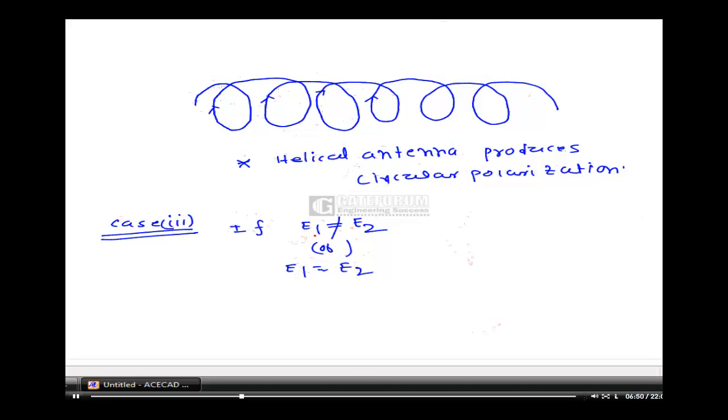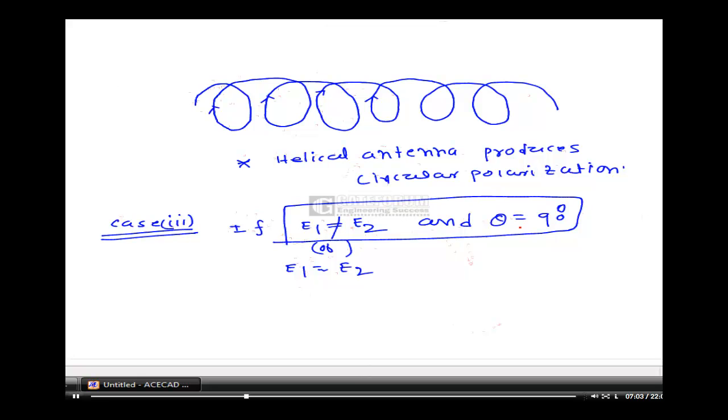For the first case, E1 is not equal to E2 and theta is equal to 90 degrees. Or this is a particular case: E1 is not equal to E2 and theta is equal to 90 degrees, or E1 is equal to E2 and theta is not equal to 0 or plus or minus 90 degrees. If you observe this, this is another condition. If you observe these two conditions, E1 is not equal to E2.